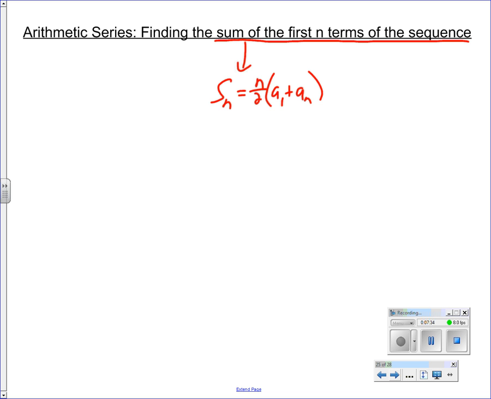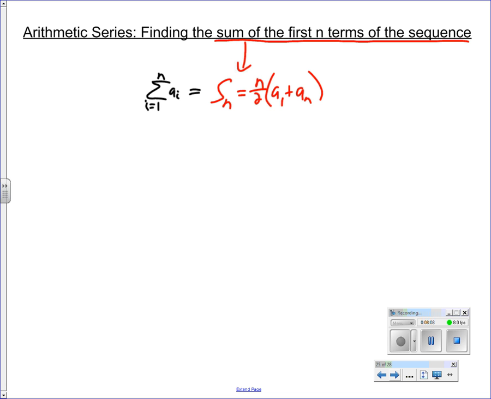And going back to what we did on day 1, this would be the same as saying the sum from i equals 1 to n of a_i. So it means the same thing, it's just we use different notations in different situations. So here we'll use Sn, and we're saying the sum of the first n terms. But it means the same thing, using that summation notation. So this is the formula we use.